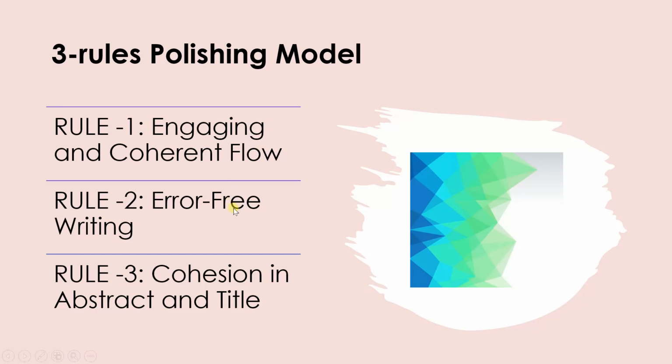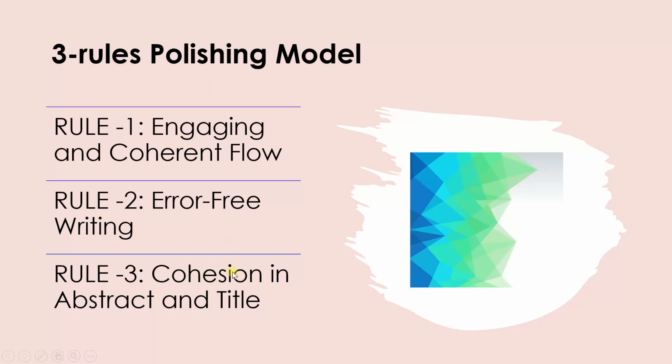The second polishing rule is that it should be error free. Grammatical, spelling, and semantic errors should not be anywhere in your abstract. And the last and most important one is that your abstract must have harmony with the title. What you are claiming, the method and the field of application, should match the content you have written in the abstract.